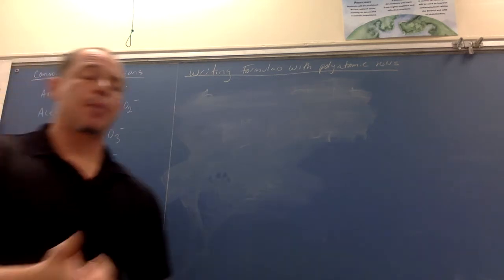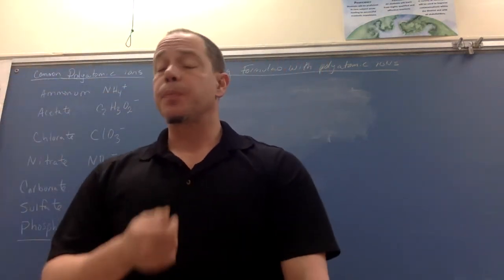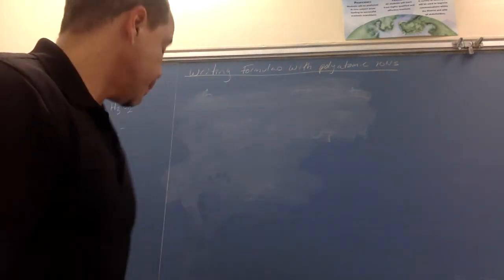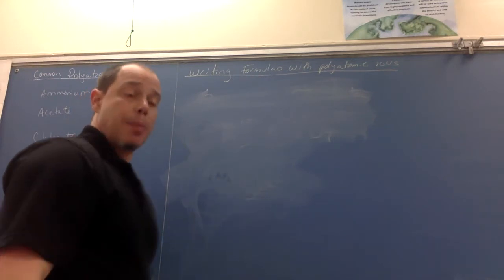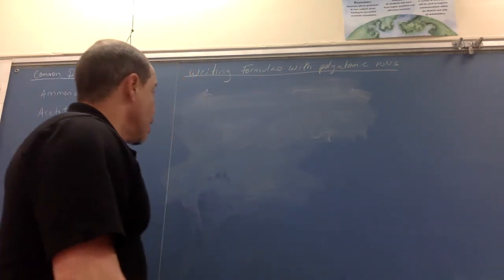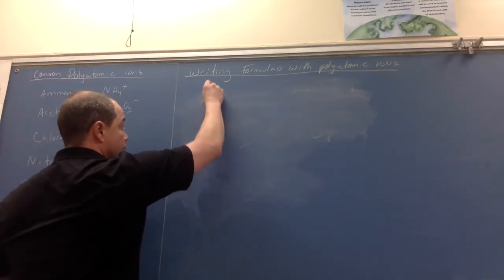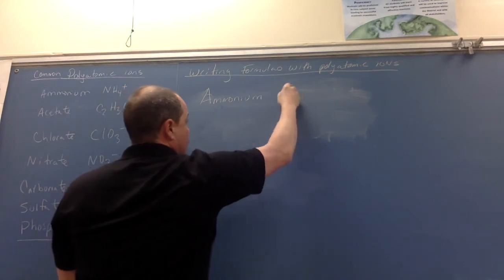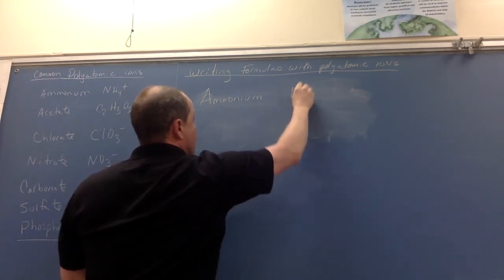So those are some of the common polyatomic ions that we're going to be dealing with. There's many more, like I had mentioned previously, but these are the ones we're going to use in this video lesson for today. So let's take a look at how to use these common polyatomic ions when we're writing chemical formulas. So the first one we're going to start off with here, guys, is ammonium nitride.